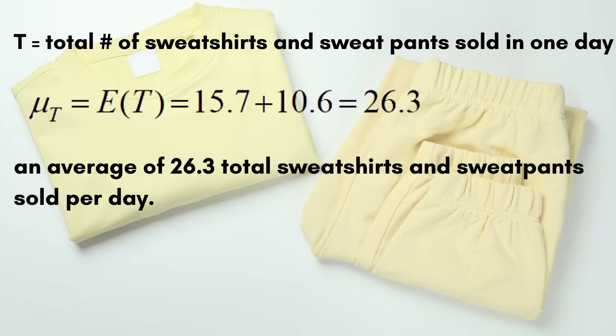So it's 15.7 total sweatshirts plus 10.6 total sweatpants. Add them together to get an expected value for T of 26.3 total sweats, okay? Very simple, easy to do. But what about the standard deviation?